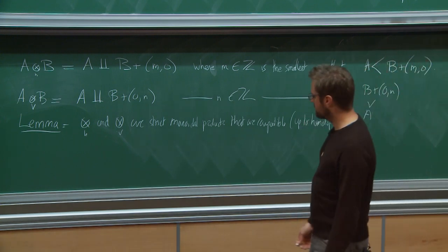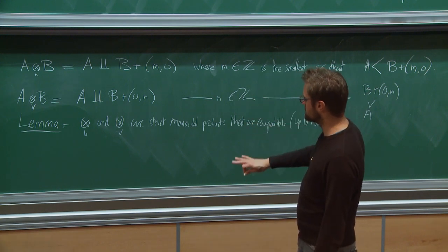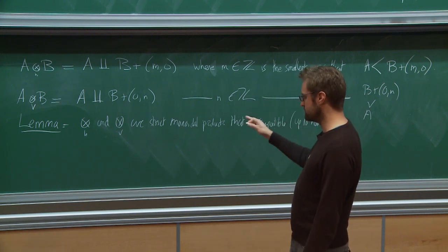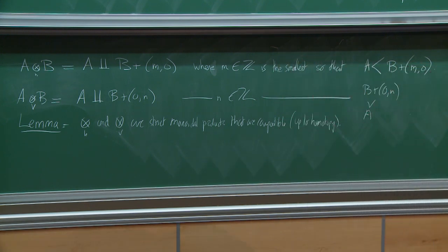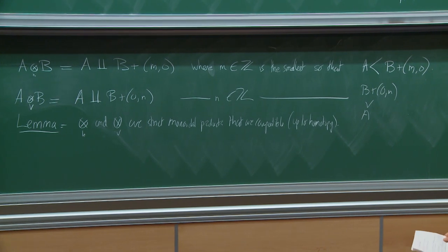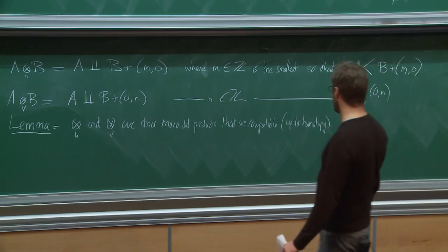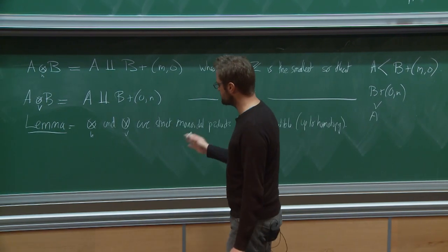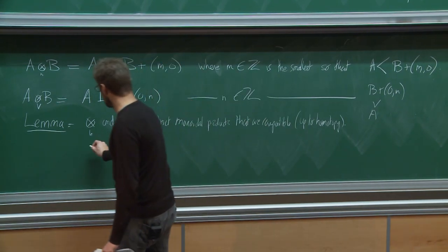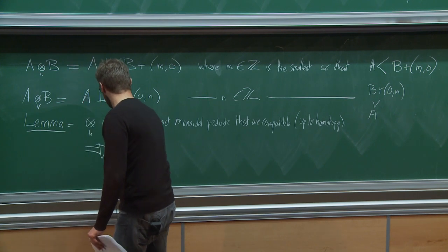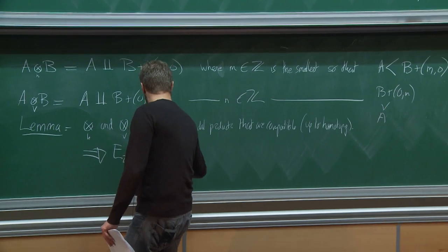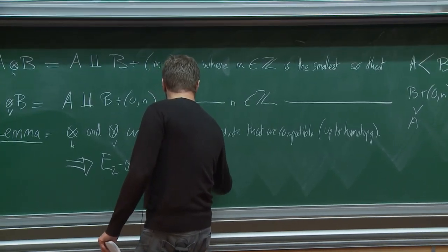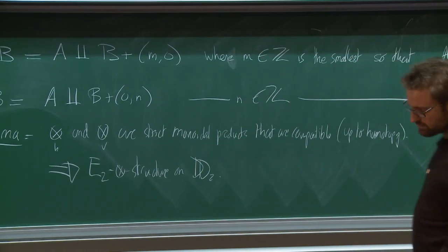But in higher dimension, it makes much more sense to present this using iterated Segal objects in categories. OK. Because these are monoidal products which are compatible, we have two compatible E1 structures. So it shows that this gets an E2 monoidal structure on this DD2 (2,1)-category.